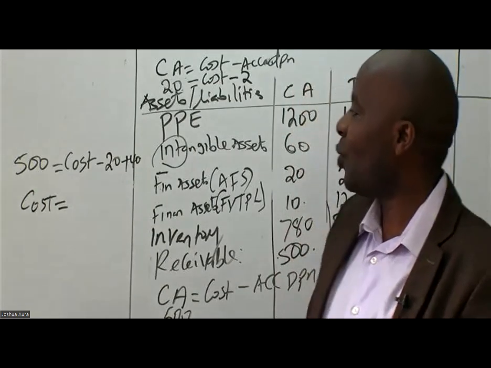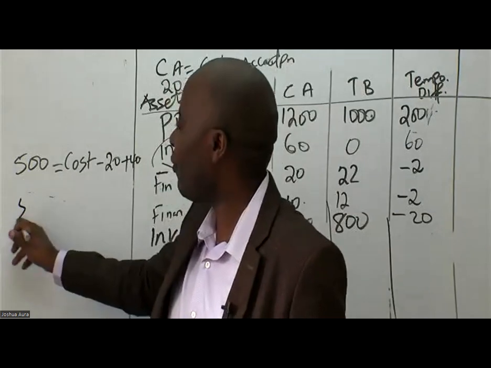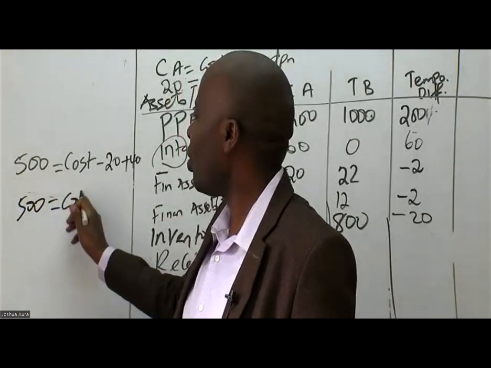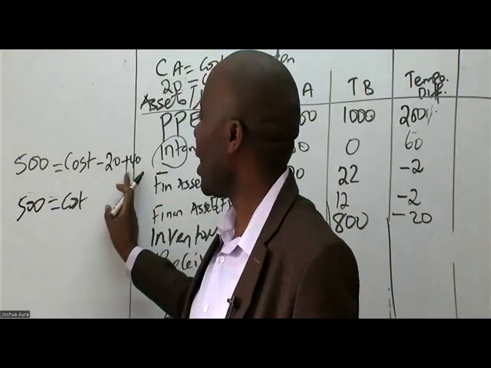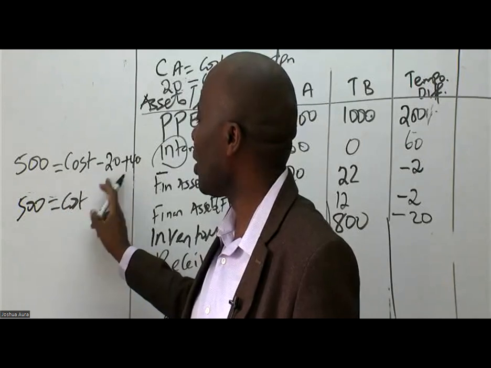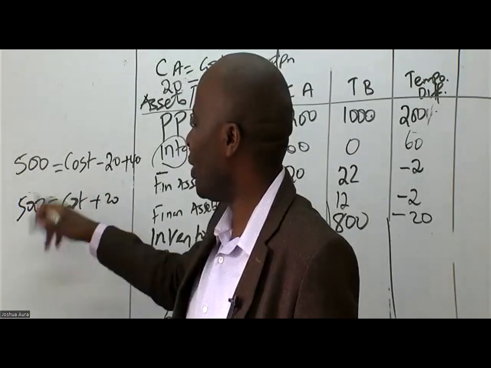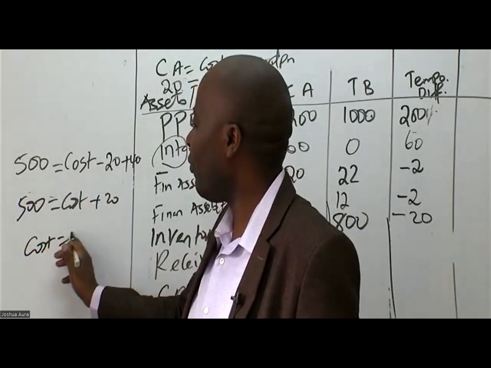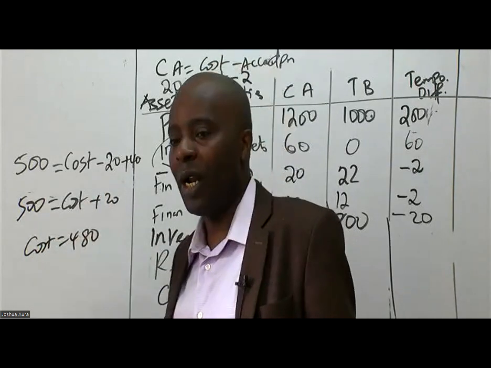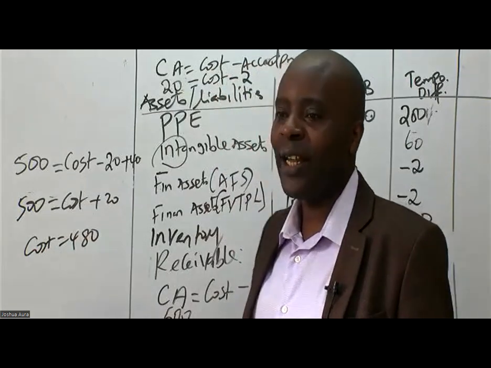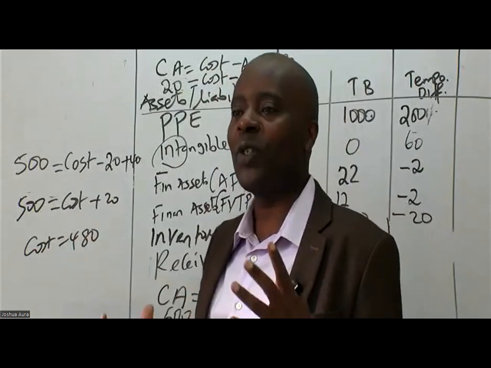Right? So if I'm the one doing this, first of all, I'll come and mention here 500 equals cost minus 20 plus 40. Minus 20 plus 40, if I use my calculator very well, this will be positive 20. When I cross this over to the other side, then cost will be 480.